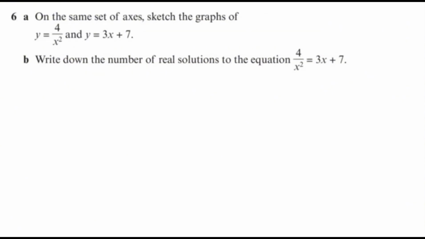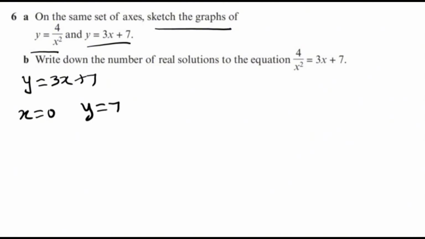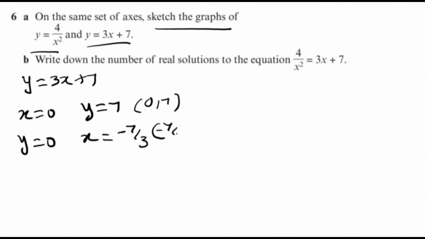Question number 6. On the same axis, sketch the graphs y is equal to 4 over x squared and y is equal to 3x plus 7. This is a reciprocal function, this is a straight line function. So first we are finding the coordinates. y is equal to 3x plus 7. Substitute x is equal to 0, we get y equal to 7, so the coordinate is 0, 7. When you substitute y is equal to 0, x will give you minus 7 over 3. So minus 7 over 3, 0 is the other coordinate. And another function, y is equal to 4 over x squared.